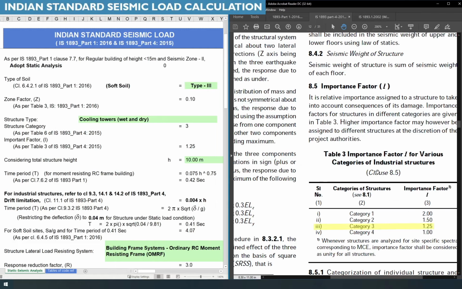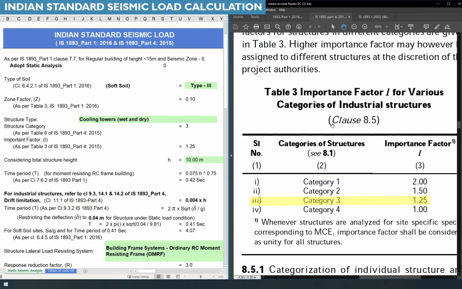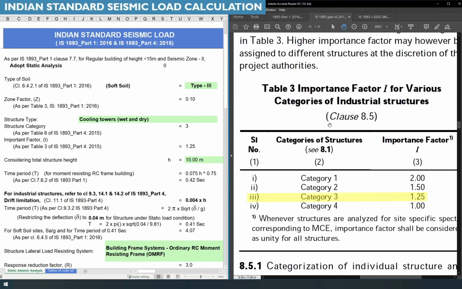Here you can see the importance factor. For category 1 it is 2, for category 2 it is 1.5, for category 3 it is 1.25, and for category 4 it is 1. So we have the category as 3 here, so the importance factor is 1.25.